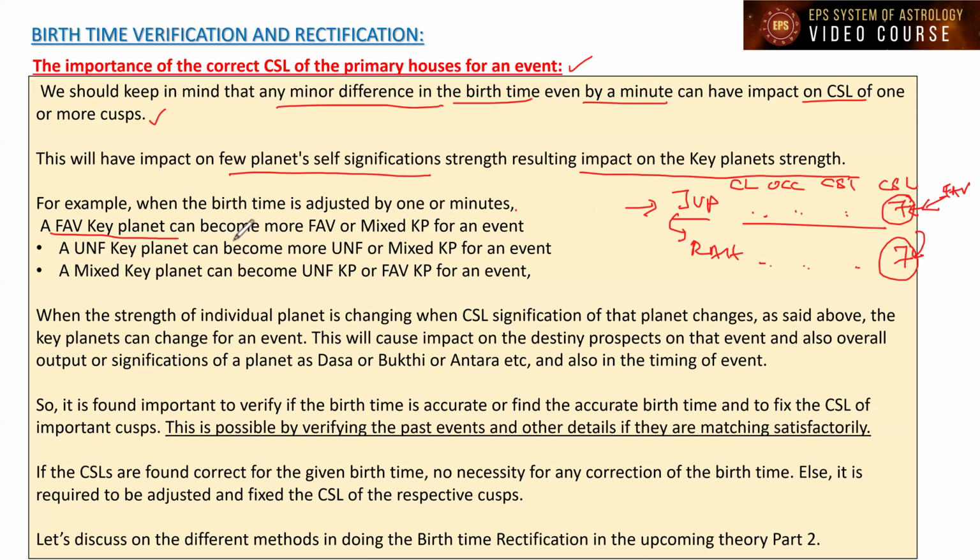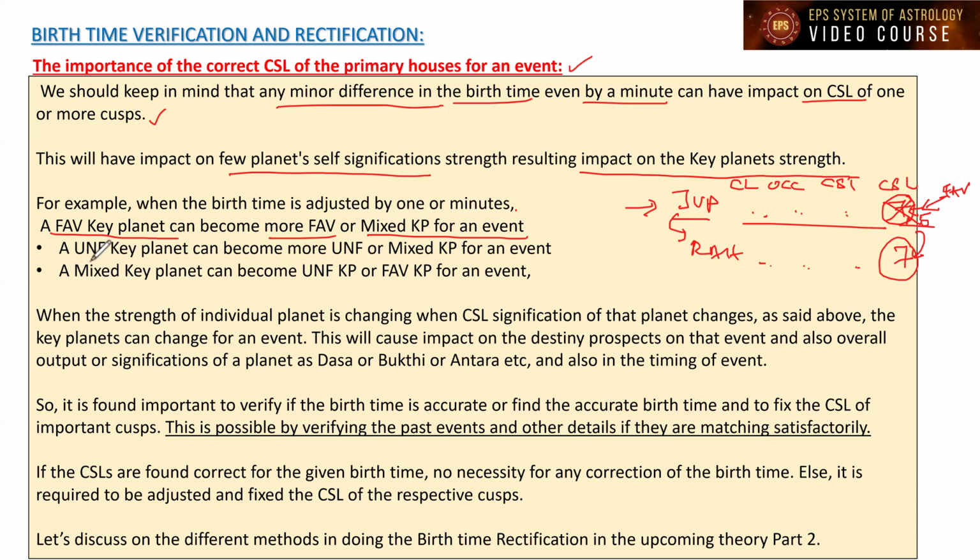So a favorable key planet can become a more favorable key planet, right? Suppose the 7th is there, and if it also gets the fifth sublord by adjusting the birth time, then 7 and 5 increase the favorable strength. Now, suppose the birth time is adjusted and it loses its seventh sublord, then it can become a mixed key planet also. So a favorable key planet can become more favorable or a mixed key planet for an event by adjusting the time.